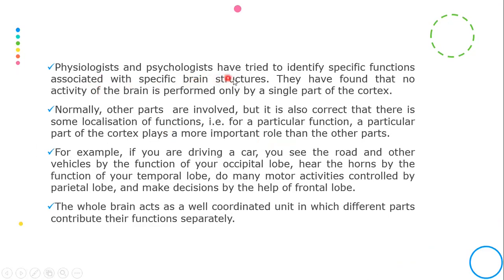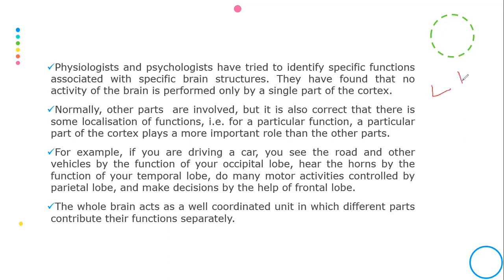Psychologists and physiologists have tried to identify specific functions associated with specific brain structures. They have found that no activity of the brain is performed by only a single part of the cortex. In the cortex, as we discussed, the parietal lobe, temporal lobe, and occipital lobe are interconnected. Again, a half brain can carry out all the functions even though it is divided. In a damaged human brain, the other part of the brain can take over.